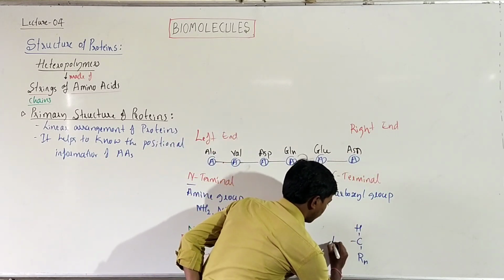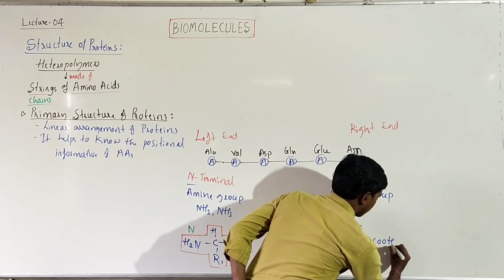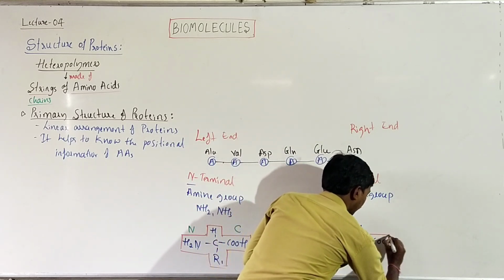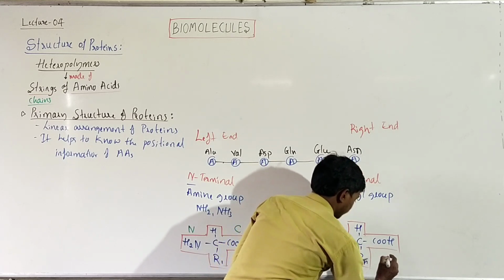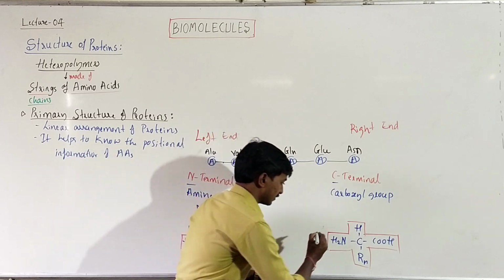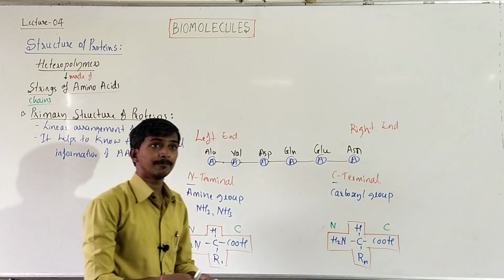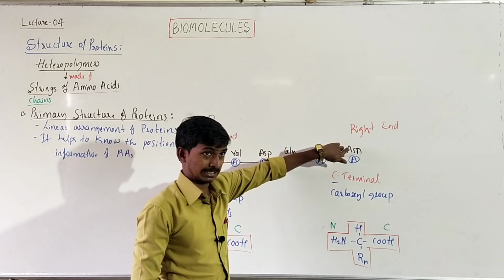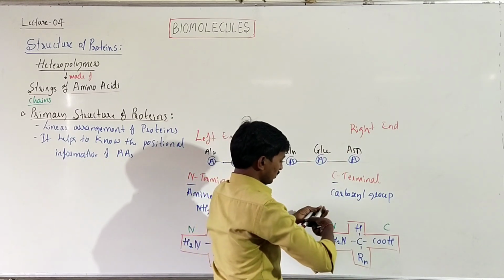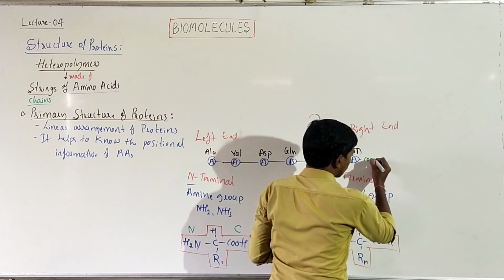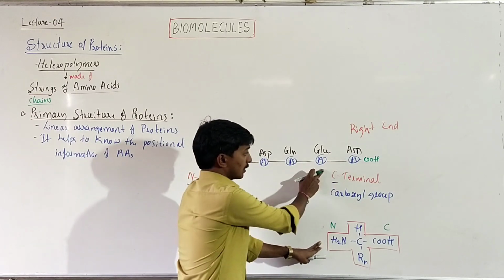On left side we have an NH group, H2N. Here we have a COOH, carboxyl group. So this is also one of the amino acid. This is one amino acid, right? Here we have amine group, that is N-terminal. We have carboxyl group, C-terminal. It means in this amino acid the carboxyl group is exposed. In this amino acid the carboxyl group is free, but towards this the amine group is bound to this amino acid.